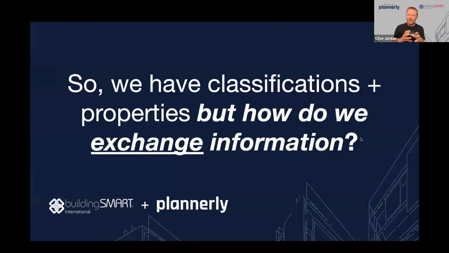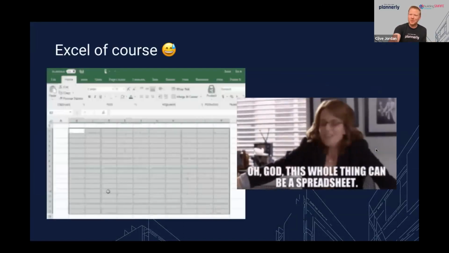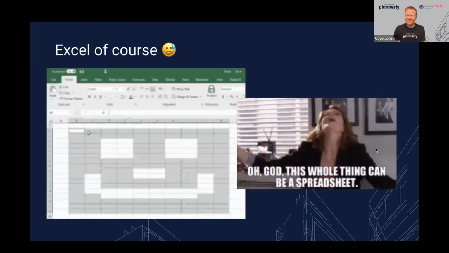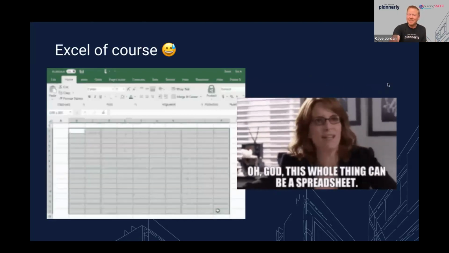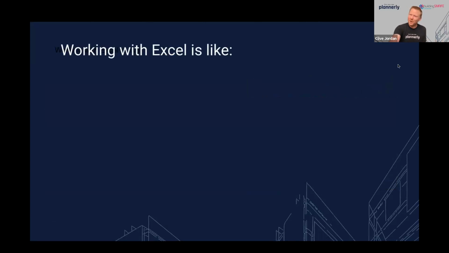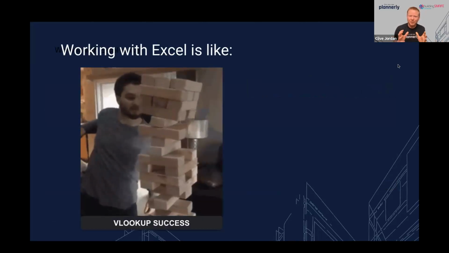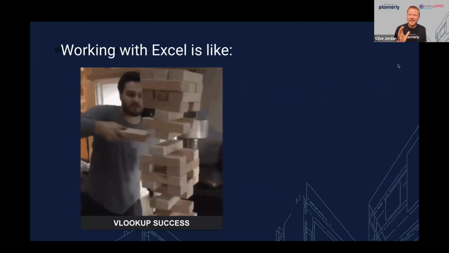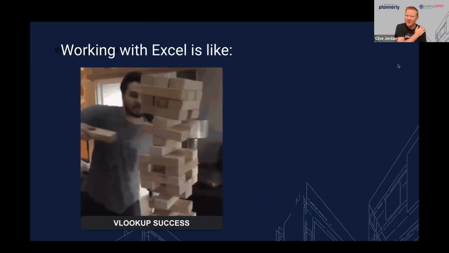But when we use those on a project, how do we exchange the information? Well, we all know that it's still exchanged using Excel. Yeah, everything can be a spreadsheet, right? But the problem with using spreadsheets is that when you work with Excel, even though you can have some great successes, when you create your first VLOOKUP, it might feel like you're playing Jenga and you pull out a piece that's almost a dead cert to cause the tower to fall down, but it remains standing, and it's a standing ovation, and you pat yourself on the back.